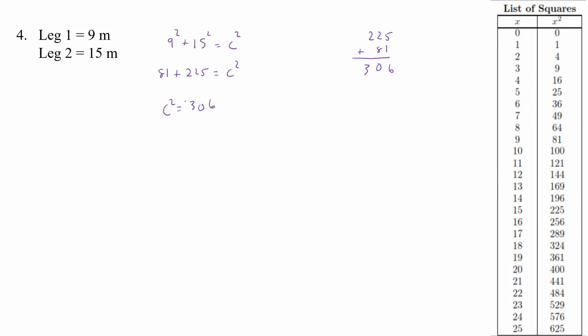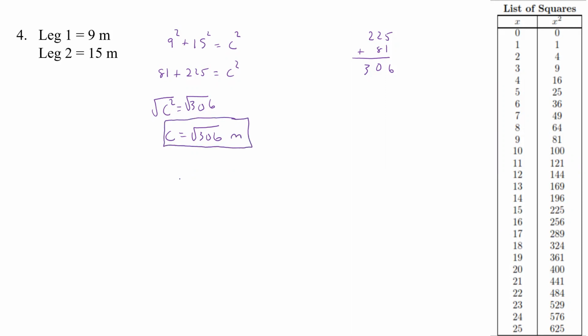Oh, wait a minute. Yeah, okay, I'm good here. Leg 1, leg 2, okay. So then we want to take the square root of both sides. And so c equals the square root of 306. Now, does that actually have a square root over here? Well, if we look, it's in between 17 and 18, so it's going to be 17 point something, and they want the exact distance, so this would be our value.